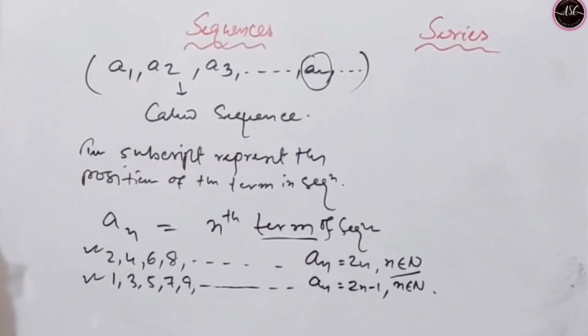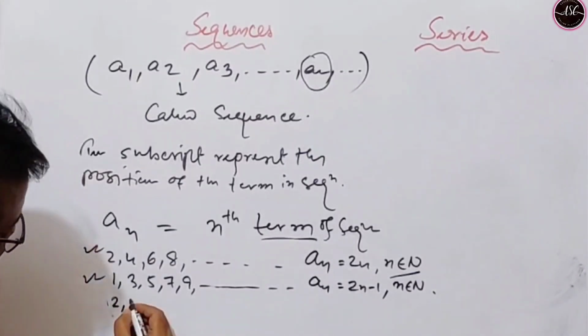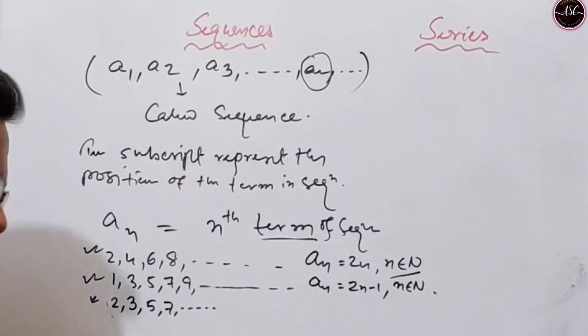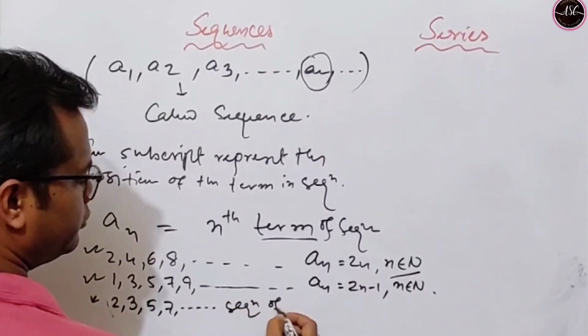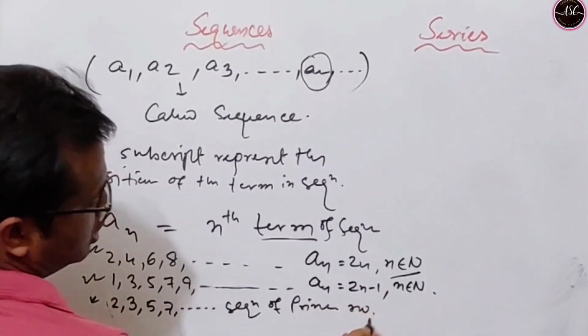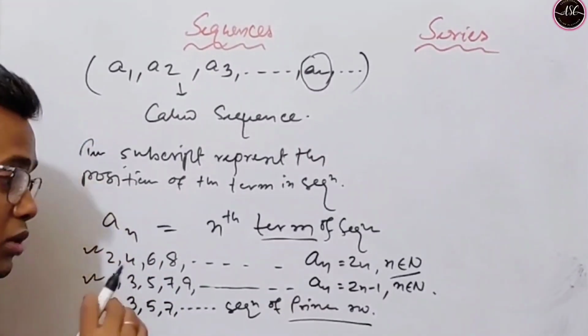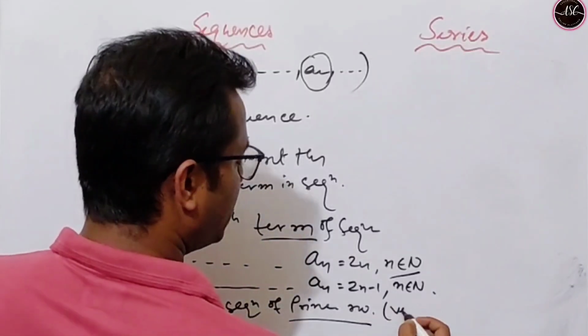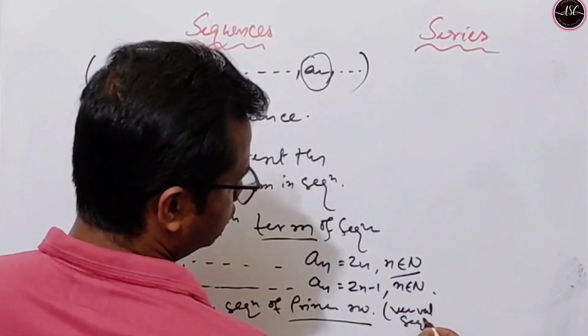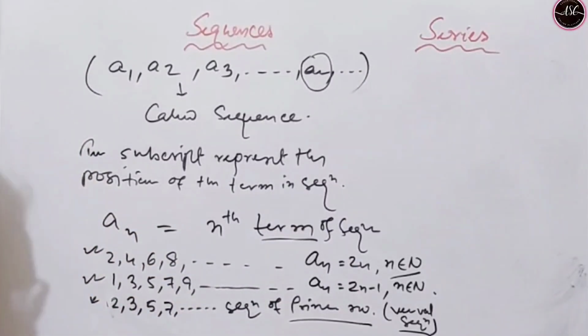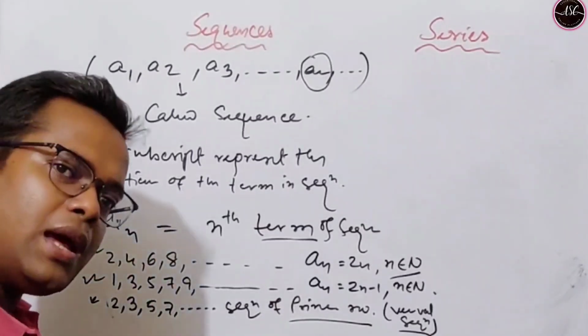Okay, if there is 2, 3, 5, 7, dot dot dot, that is the sequence of prime numbers. Did we find any particular pattern in this? Absolutely not. There is no particular pattern. This is only a verbal sequence. We can't find the nth term of this sequence, as there is no particular pattern. Okay, so up to this, is this clear?